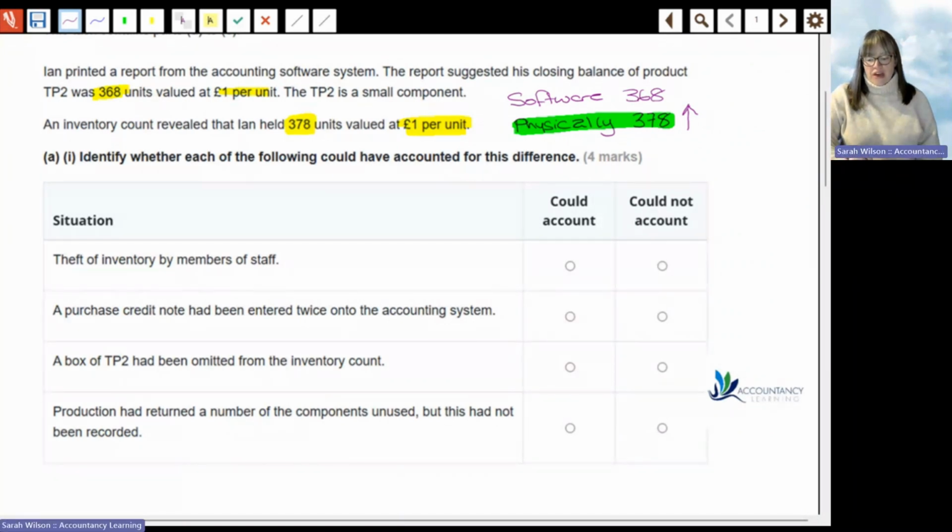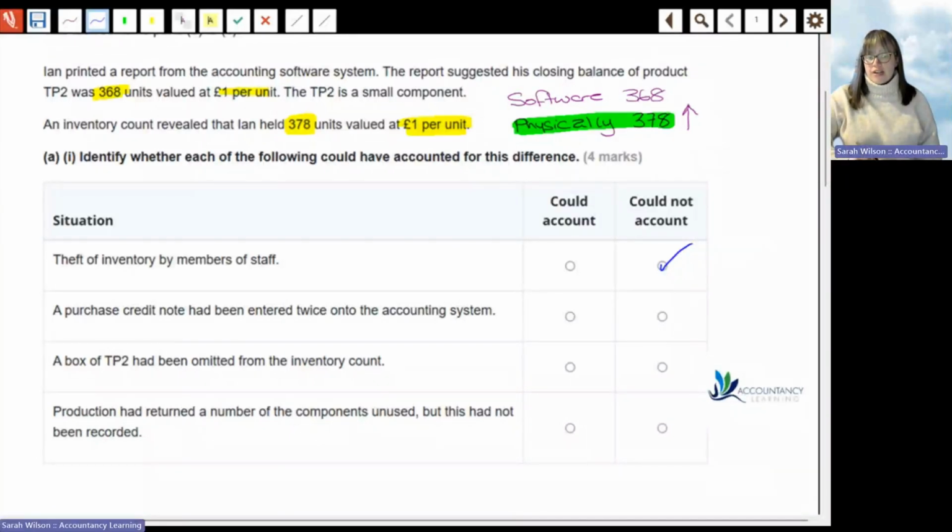So the first one, theft of inventory by members of staff. Our physical count is higher. So if there was any theft happening, then our count would be lower, because we'd be expecting a certain amount in stock based on the software, and there would be less actually in stock physically. So that could not account.